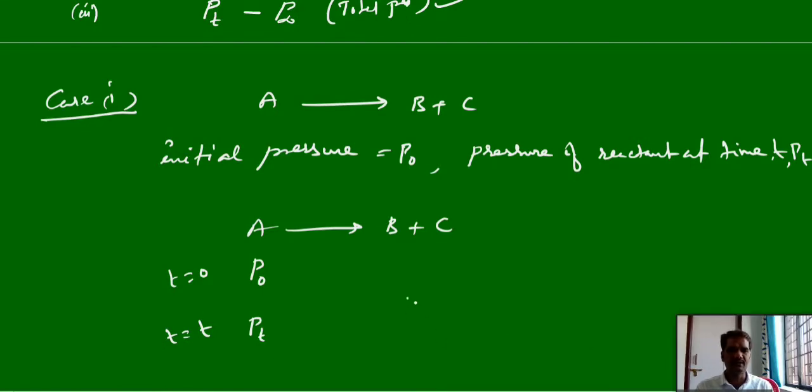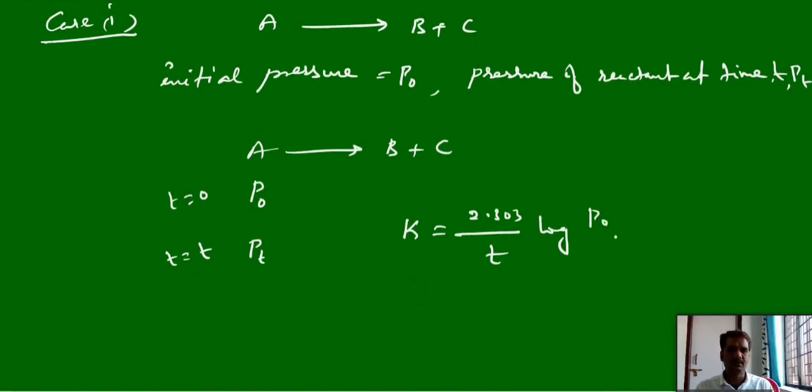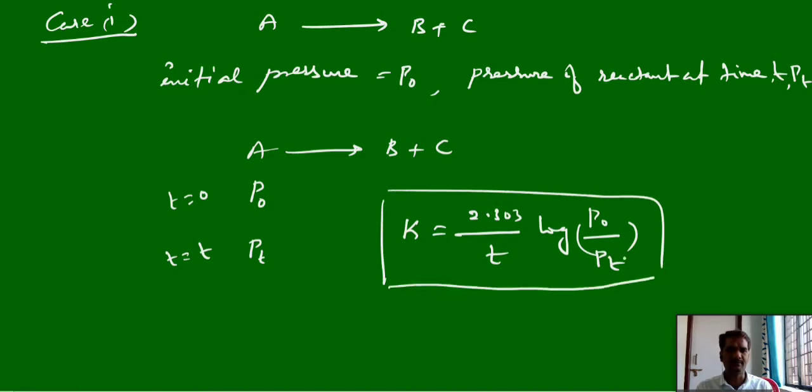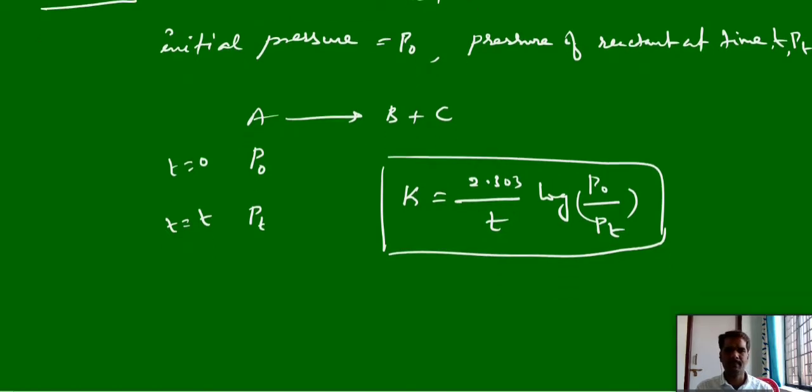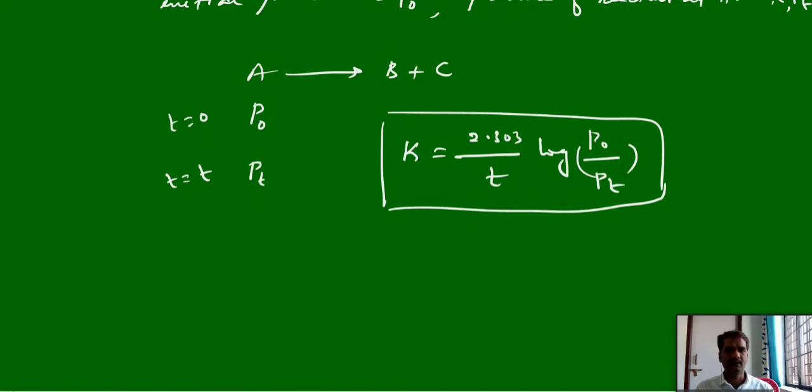So what is the rate equation? The integrated rate equation: k is equal to 2.303 by t log P0 by Pt with respect to pressure. So here the initial pressure is P naught, and at a time t it is Pt directly. We can use this formula directly for monitoring the first order kinetics if the information is given like this. That is case 1. Next, case 2.